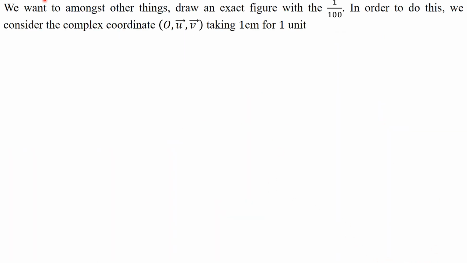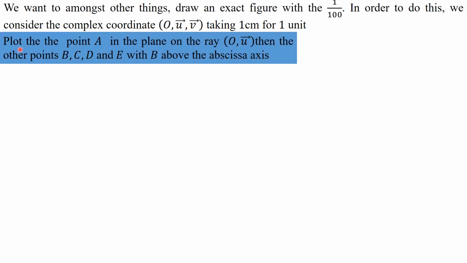Alright, the next part of the question has a description. We want to, amongst other things, draw an exact figure with the 1:100 ratio. In order to do this, we consider the complex coordinates O, U, V taking 1 centimeter for 1 unit. The first question, plot the point A in the plane on the ray OU, then the other points B, C and D and E with B above the abscissa axis.